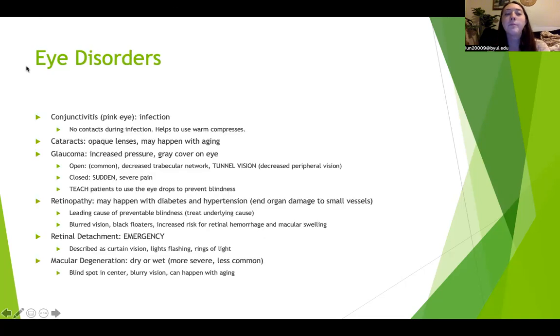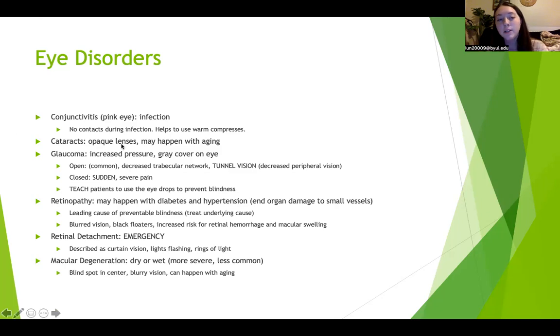Okay. Disorders, conjunctivitis, again with that itis, got an infection, pink eye. Make sure to instruct people not to wear contacts during an infection. Helps to use warm compresses so that the eye doesn't get glued shut with that goopy stuff. Instructing family members not to share towels during the period of infection, washing hands, stuff like that. Because this can spread pretty quickly, especially if you rub your eyes and then touch something.